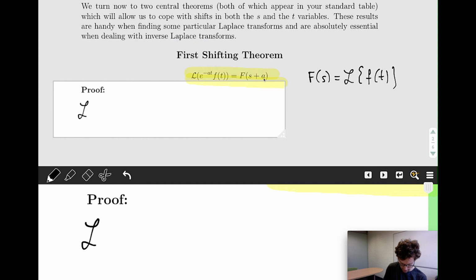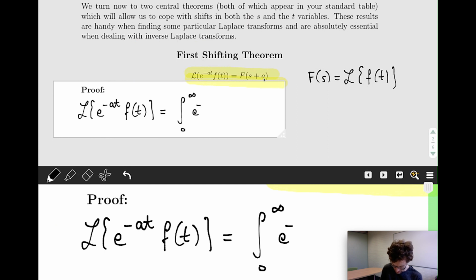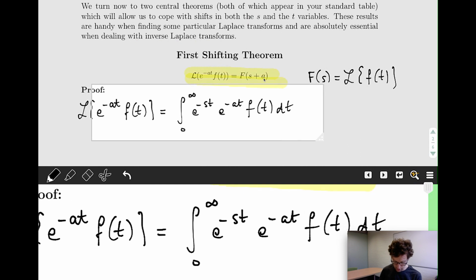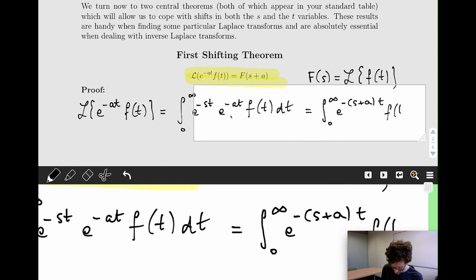So the proof from the definition of the Laplace transform for any function f of t is going to be the integral from 0 to infinity of e to the minus st times the thing that we're taking the Laplace transform of. Okay, so now we can notice here that I've got an exponential times an exponential, which means I can put those two things together. So we'll have e to the minus (s plus a) times t of f of t dt.